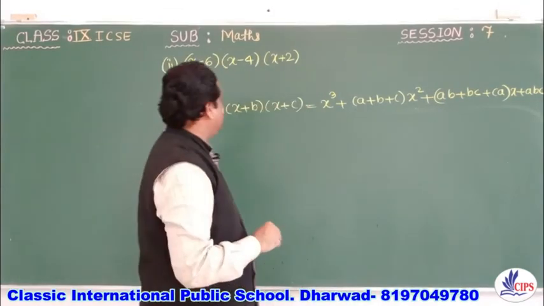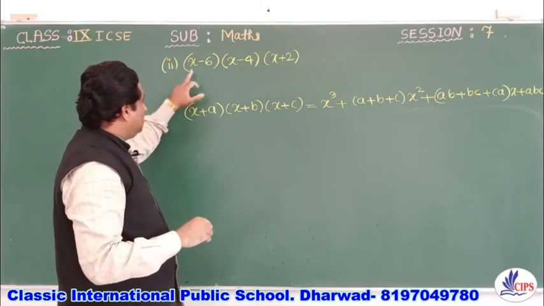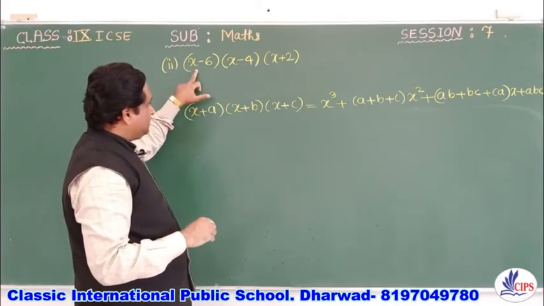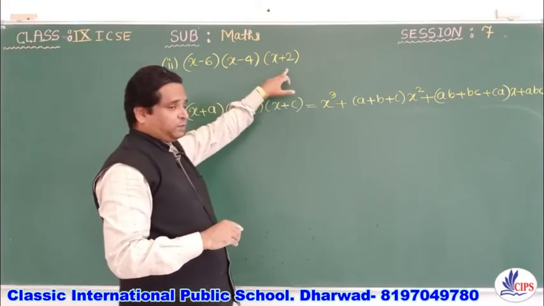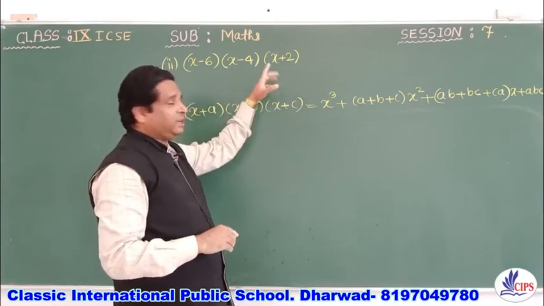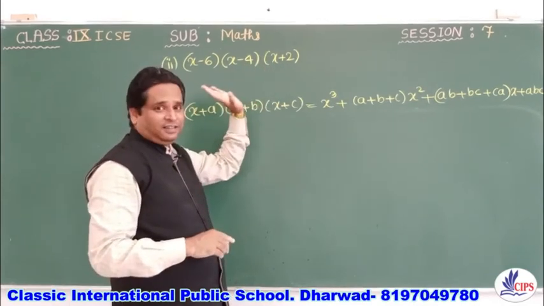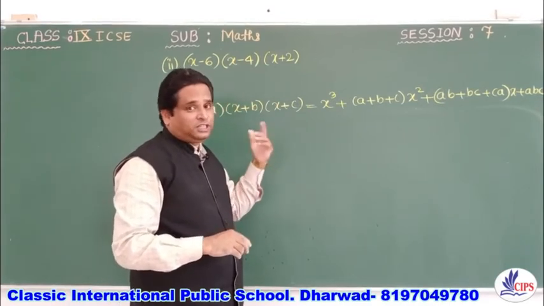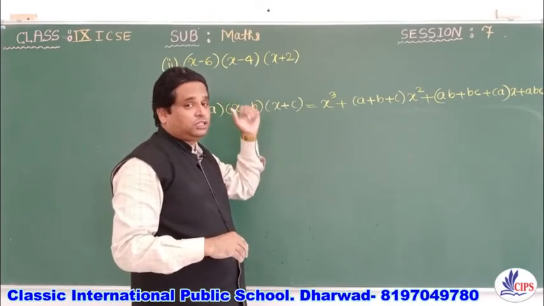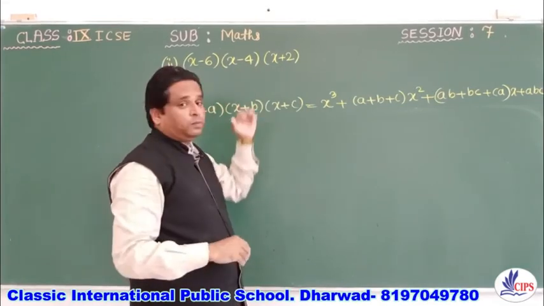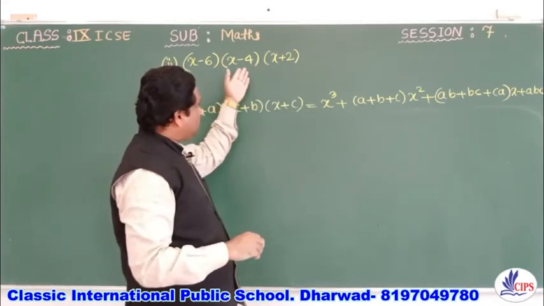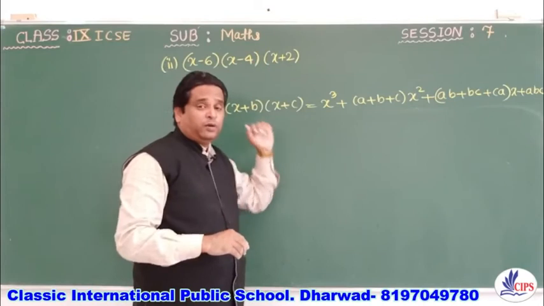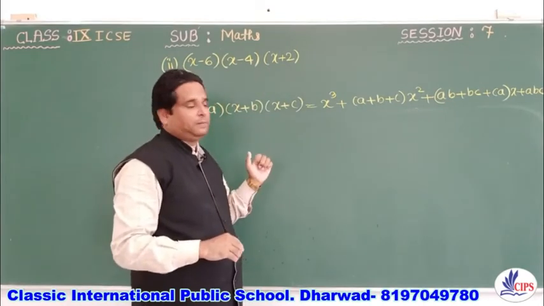Yes, children. Let us take the second one. What is given in the second one? (x minus 6) into (x minus 4) into (x plus 2), which is the same as the previous sum, only the sign is changed here, everything else is the same. Another two sums are there, they are also very similar to these sums. I'll give you those sums as homework, but I will solve one more sum here. (x minus 6) into (x minus 4) into (x plus 2), which is very similar to the first problem.